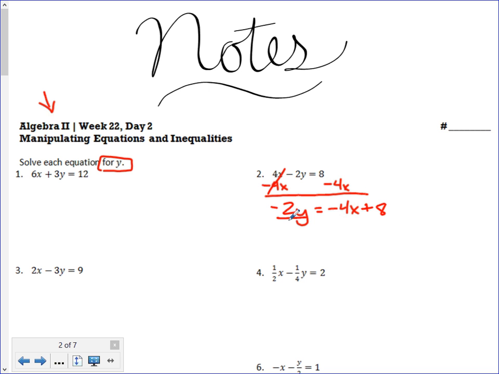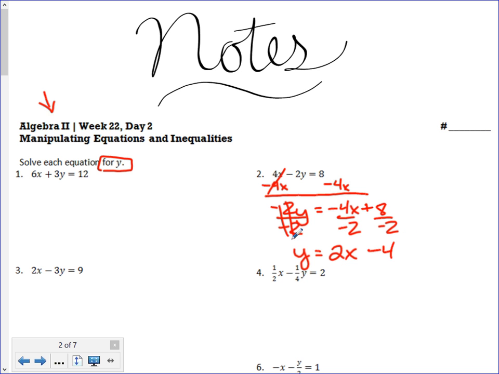Divide everything by -2. So if you're lazy, you're going to do it the way we did in the warm-up. If you're good, you're going to do it like this. Do we cross out the 2? Yep, cross out the 2's. What's -4 divided by -2? Positive 2. So your calculator's your friend here. -4 divided by -2.